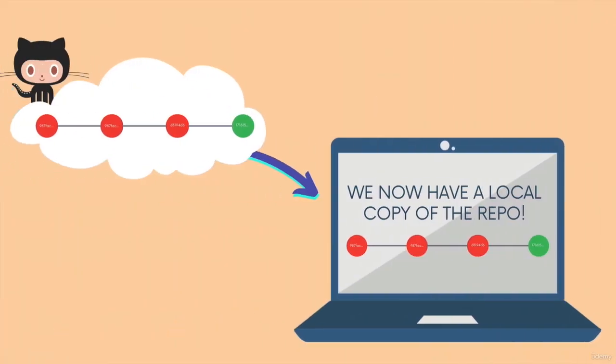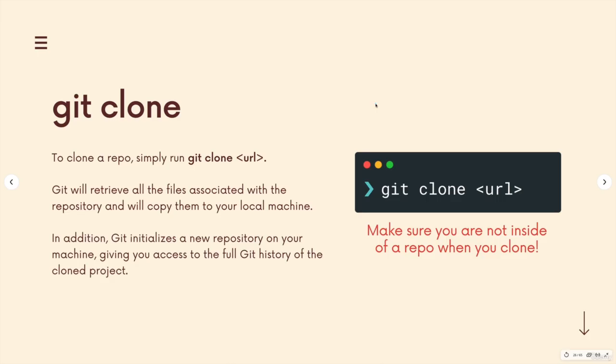So that command, git clone, it's pretty simple, right? Just git clone and then a URL. Make sure you're not in a Git repository when you run it, because it creates a folder, but in that folder, there is a Git repository that's been initialized, and it has the full history of the project.